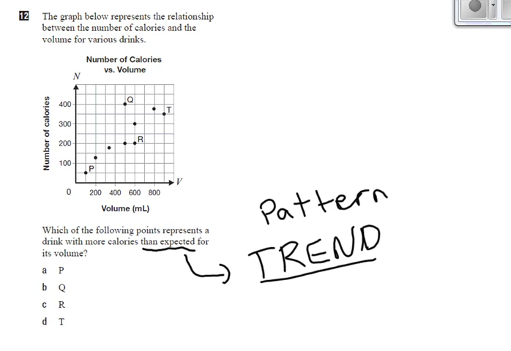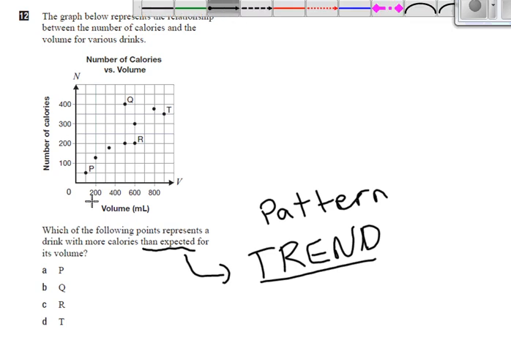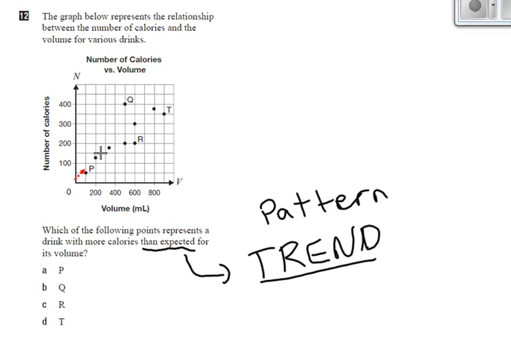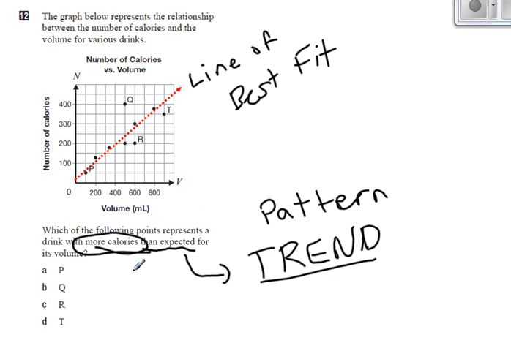Well, there is clearly a trend or a pattern that looks kind of like this. It's called a line of best fit. A line of best fit shows you the trend. It shows you the pattern on the graph. So, which of the following points represents a drink with more calories than the trend? Well, look at that red line. Wow, Q has more calories than I expected. That's the answer to this question.